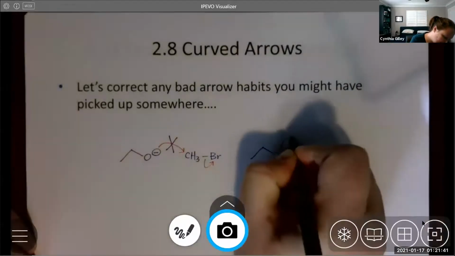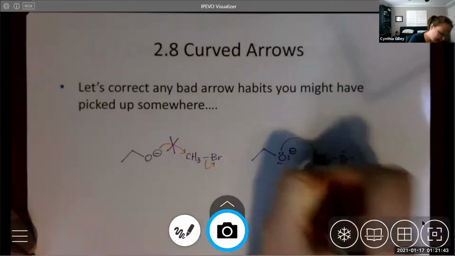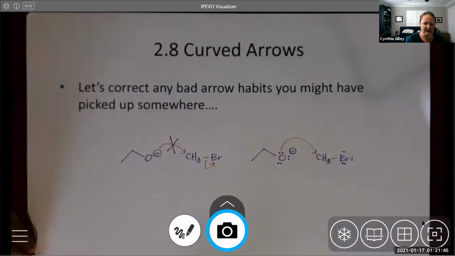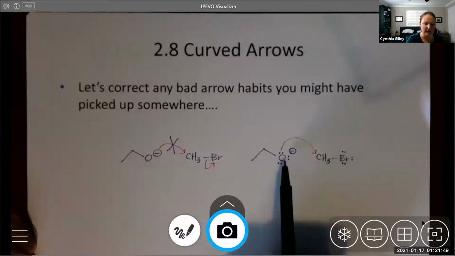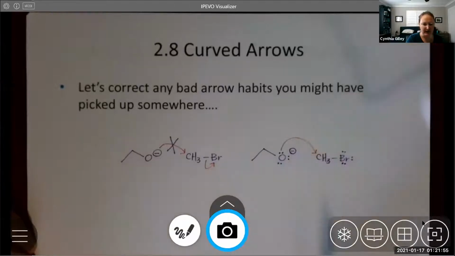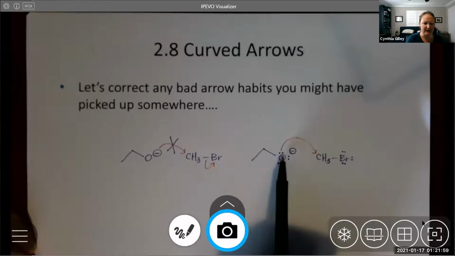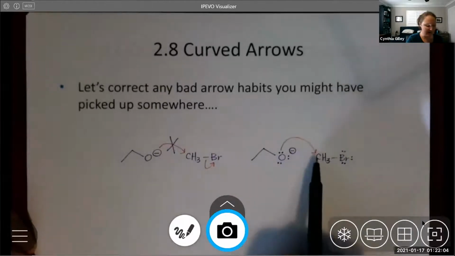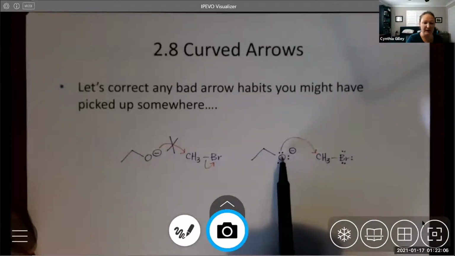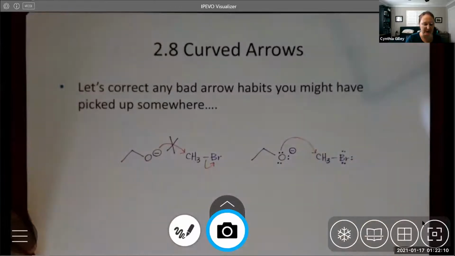It would be much better if you started on one of these lone pairs, and it doesn't matter which one. Okay, I'll start on this top one. You can point directly at the carbon. So this is now signifying the formation of a new carbon-oxygen bond or a new sigma bond between the oxygen and the carbon atom. So we've done the proper placement of an arrow because we started on a source of electrons. By pointing directly at the carbon, we are forming the first bond between the oxygen and the carbon, so it must be a sigma bond.